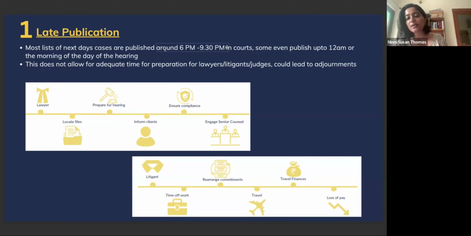While in other courts, it might be that even on the day of the hearing, like in the Allahabad High Court, there are lawyers who told us that at like 10:30 or 11 in the morning, on the day that your case is listed, the list might come out.